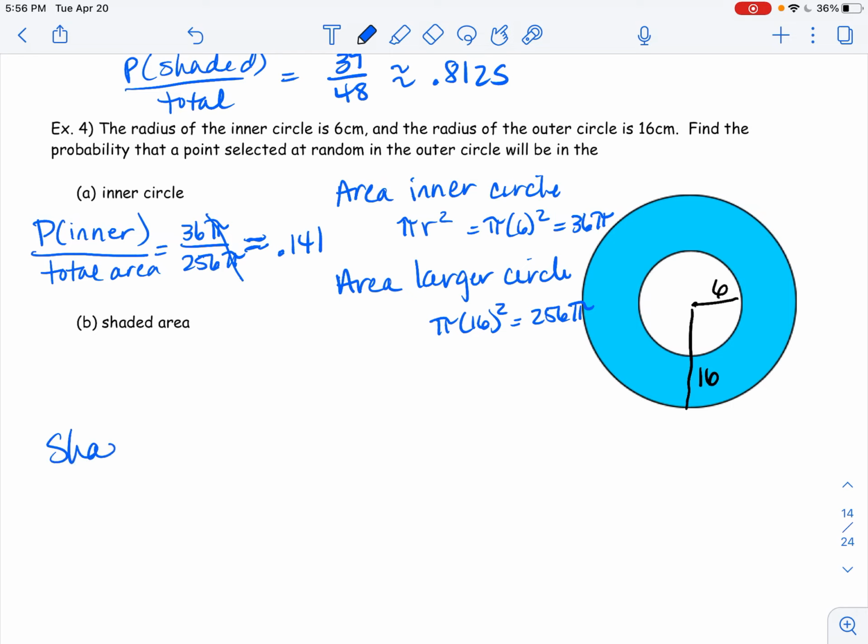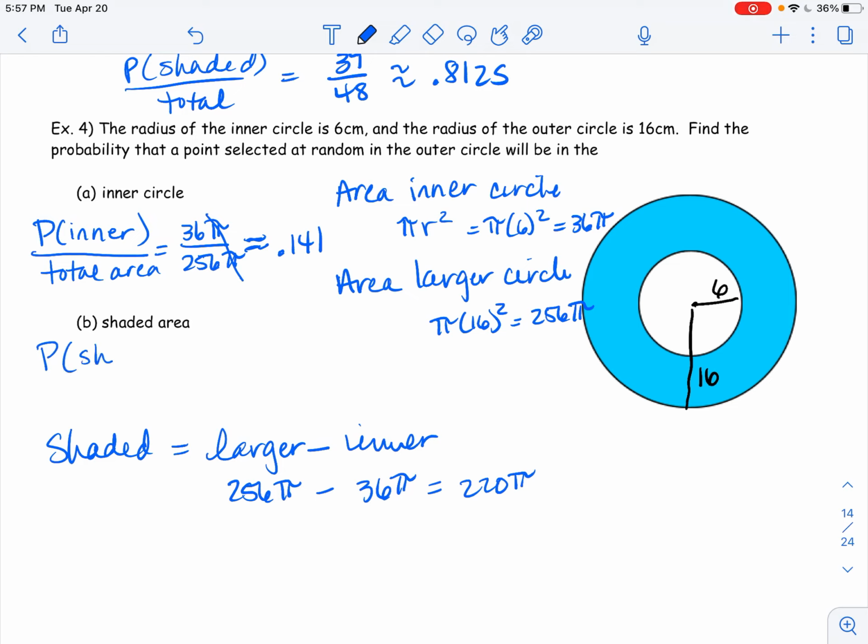Now to find the shaded, we have to subtract the larger minus the inner, and that gives us 256 pi minus 36 pi, which is 220 pi. Don't drop the pi. All right, so probability of shaded over the total is equal to 220 pi divided by 256 pi. Pi's cancel, and if you put that in a calculator, that's 0.859.